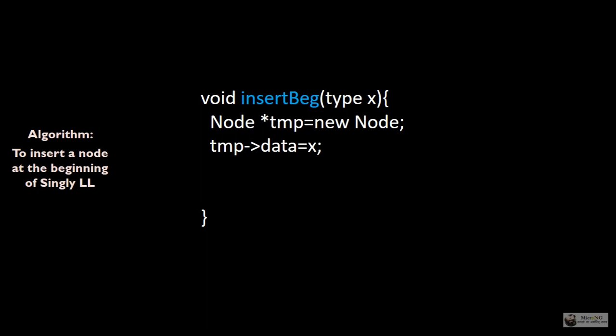Now TMP next, the next part of TMP, should point to the first node. The first node is begin. So TMP next should point to begin, that is, TMP next equals begin. Then begin should come and point to the newly created node TMP. So we can write begin equals TMP. So begin will point to the newly created node TMP.